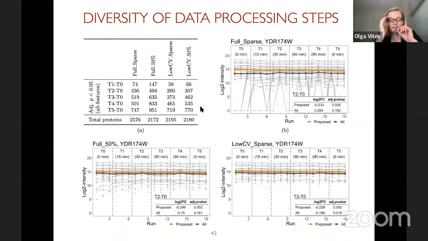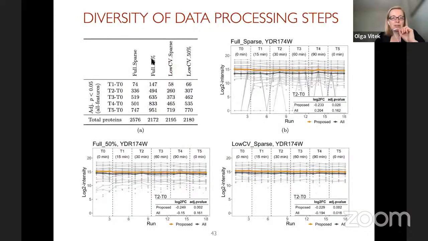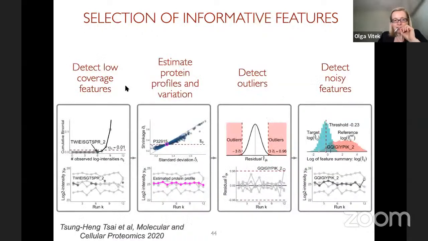And so the question for us was, how can we make sure that this happens as little as possible? How can we computationally clean this up so that we rely on good quality data without requiring additional experiments? So this was the work by Tsung Heng. He had a pipeline, which is now part of the MSstats software implementation. So the first thing is he detects low coverage features. So here we said, okay, 50% missing means low coverage, we remove. But why 50%? Maybe it's 40%, maybe it's 60%.